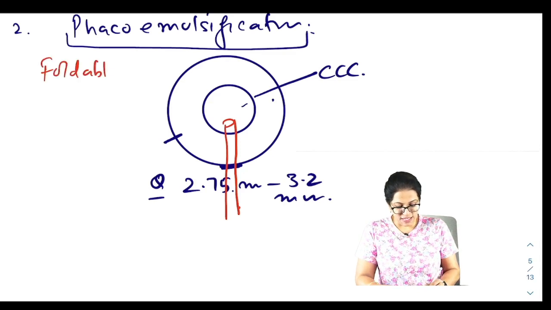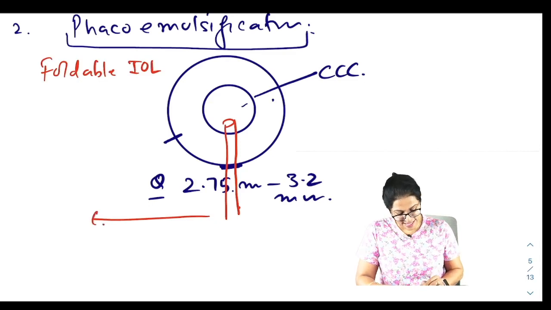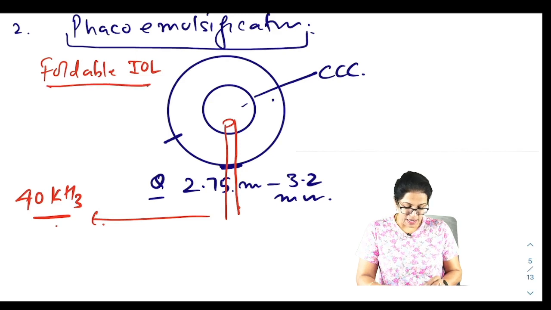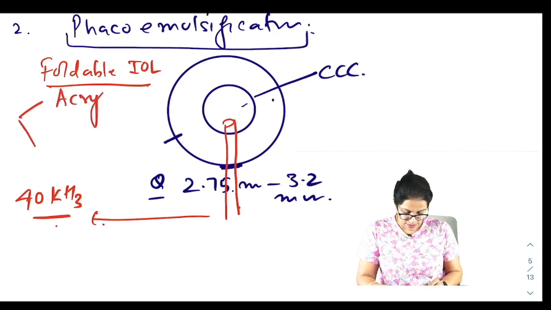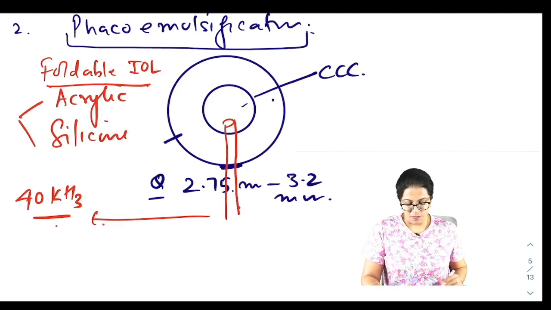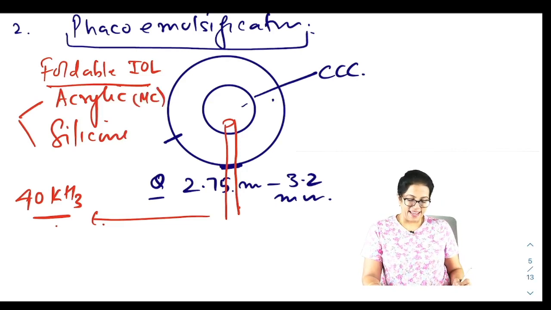The next question that they ask you here is what is the frequency of the phaco probe? You are going to answer, the frequency of the phaco probe is 40 kilohertz. It's the best answer that you should give. Of course, foldable IOLs are mainly made up of acrylic and silicone. That you have to learn. Most commonly used is acrylic. Right? Okay.